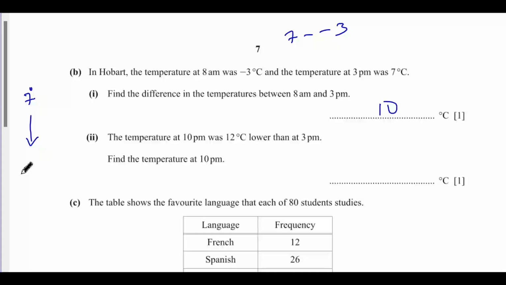But to quickly get there, you can easily say 7 minus 12, okay? So if it is lower, you subtract. If it is higher, you add, okay? So 7 minus 12 will give you -5, okay? So that will be the temperature at 10 p.m. So -5 degrees Celsius, okay?